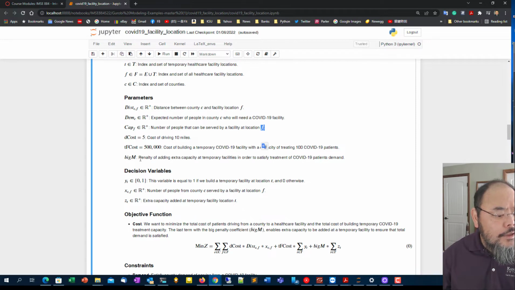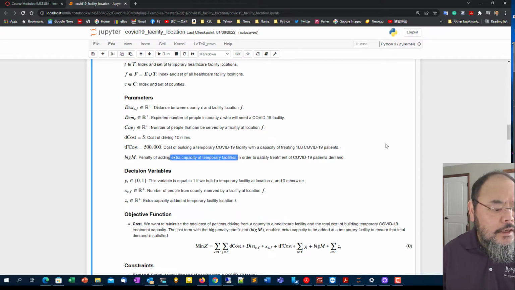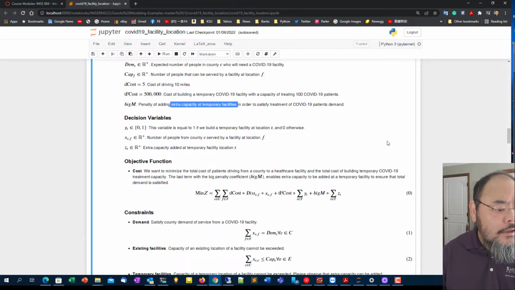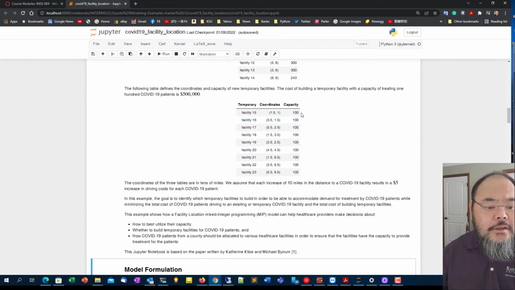And also we can add extra capacity to the temporary facility at a very big cost, a large amount of cost. Here we're using a big M, and we're trying to prohibit that from happening, but potentially in the future, we can adjust this big M value in order to see if those temporary locations can increase their capacity as well. Right now, I think they are all 100 patients.